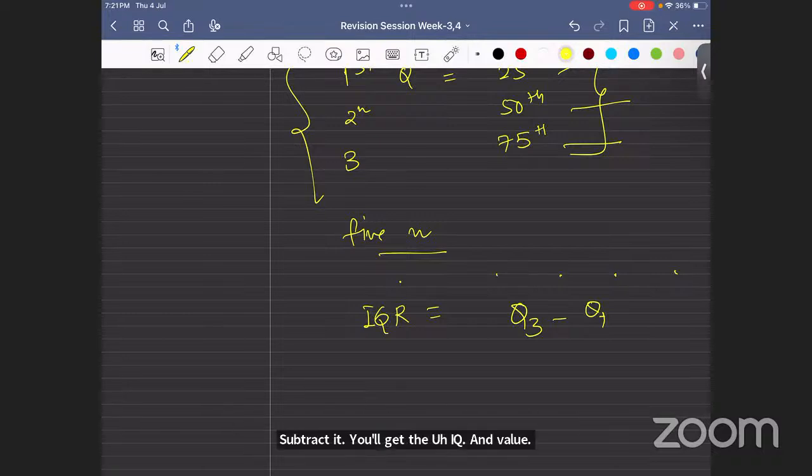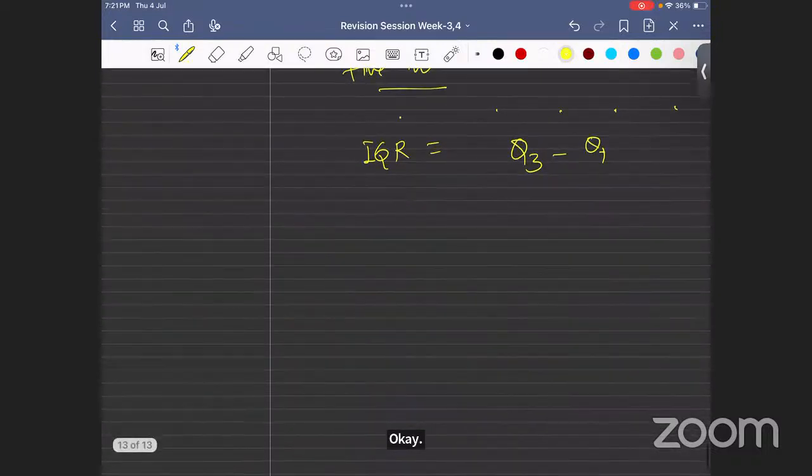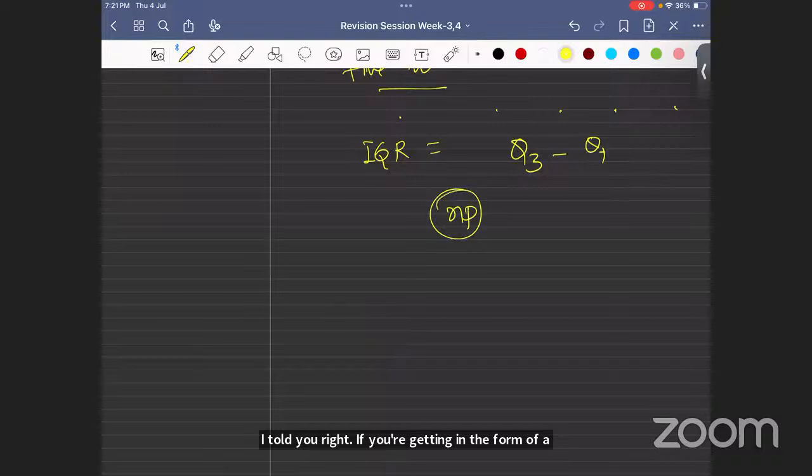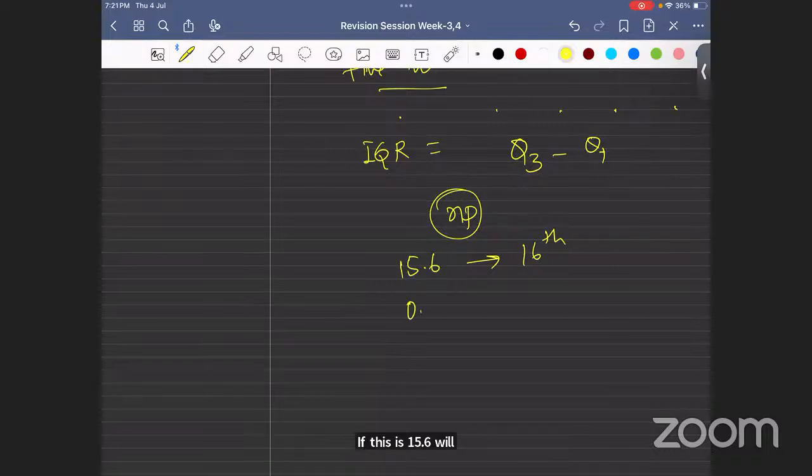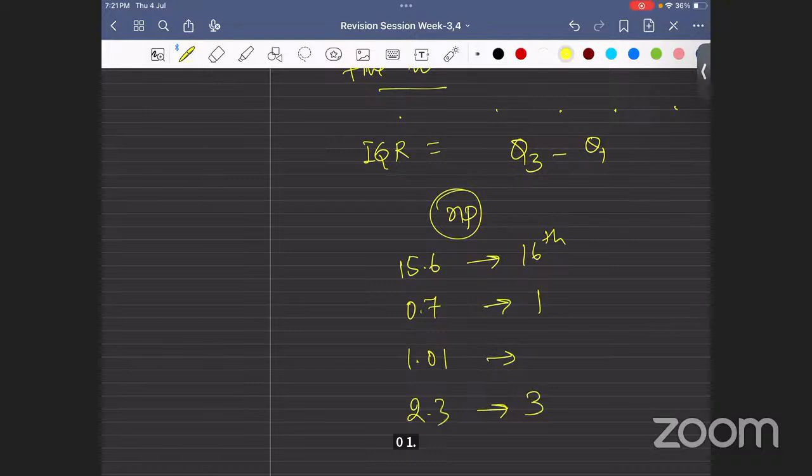What if it comes in decimals? I told you, if you are getting a decimal NP value, you just take the next integer. If this is 15.6, you'll take the 16th. If it is 0.7, you'll take the first data point. If it is 1.01 or 2.3, you will take the third. Is this clear to everyone?